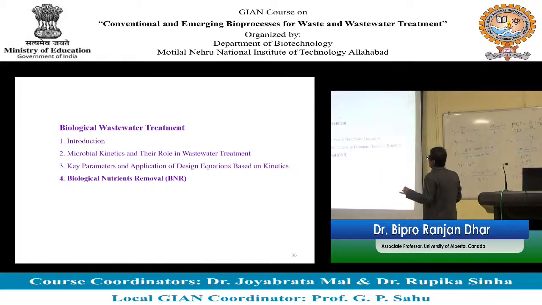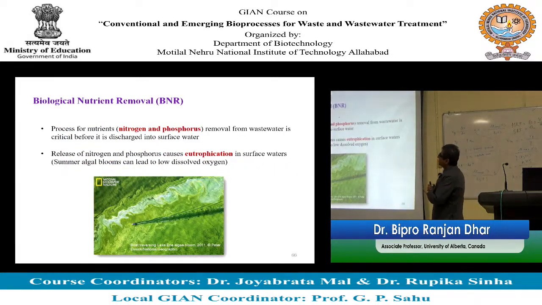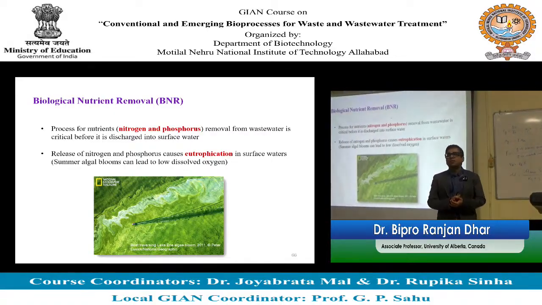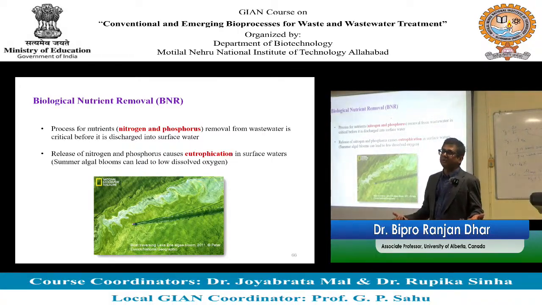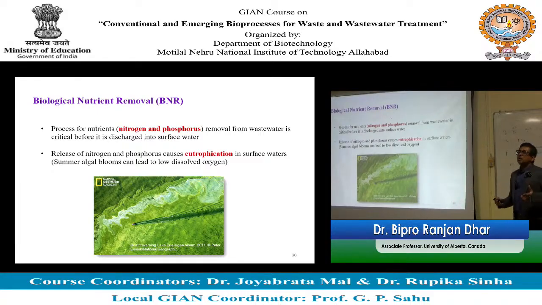So the very final topic for today is biological nutrient removal. So what is biological nutrient removal? Although we focus a lot on carbon removal, or carbonaceous BOD removal from the process, we cannot overlook the significance of actually removing nutrients from the process. And the major inorganic nutrients that we have in the process are nitrogen and phosphorus. So what would happen if we don't remove nitrogen and phosphorus?